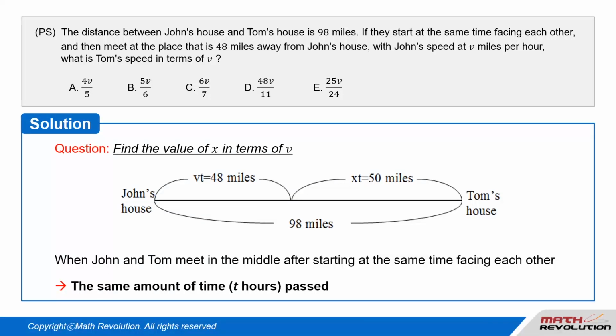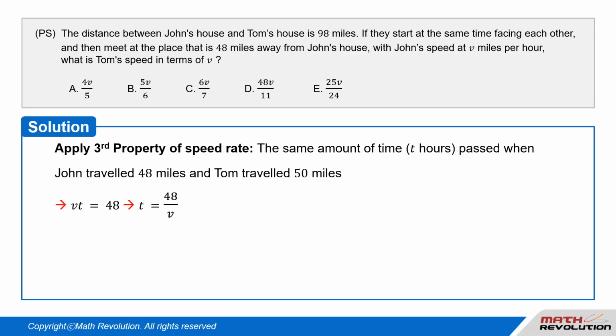When John and Tom meet in the middle after starting at the same time facing each other, the same amount of time, t hours, passed. Applying the third property of speed rate, we can establish an equation like below. That is, the same amount of time, t hours, passed when John traveled 48 miles and Tom traveled 50 miles.